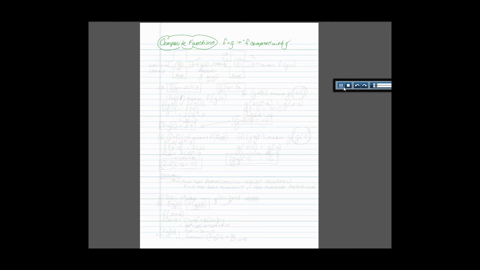And the domain of f of g is the set of all the numbers x in the domain of g such that g of x is in the domain of f. Okay, what? That's the part that I think is hard to understand. So let me draw a little kind of crazy picture that I think will help you.